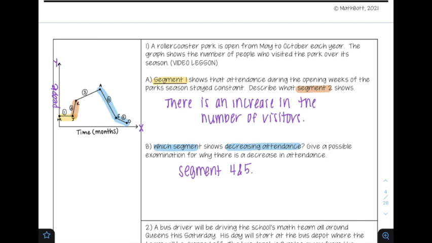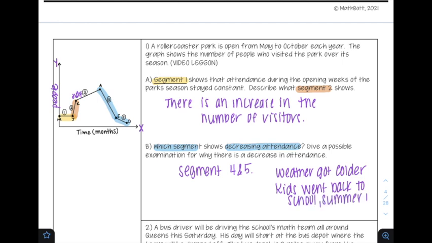A possible reason why, maybe it got too cold, weather got colder. If you look at the months, here we have July, August, September. So you know what? Kids are going back to school. And the summer is over. So these are just some predictions as to why, or guesses as to why there was that decrease there.